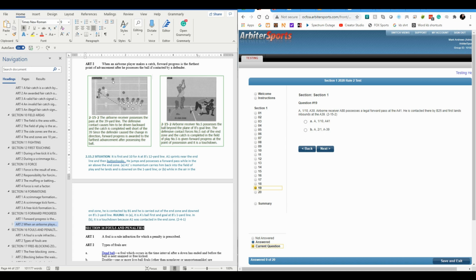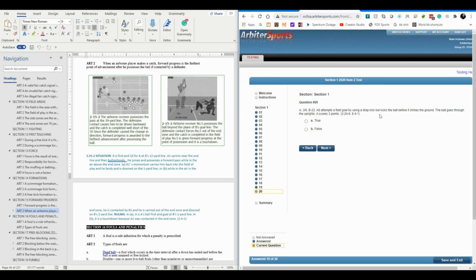215.2 is the rule reference, and it's very clear. It says when an airborne player makes a catch, forward progress is the furthest point of advancement after he possesses the ball if contacted by the defender. So if he's clearly caught it, we're going to give him that forward progress to the 41. If he's bobbling it and ends up catching it, it could be different. It could be the 39. But in the way this is worded, it's definitely A, first and 10, the A41.